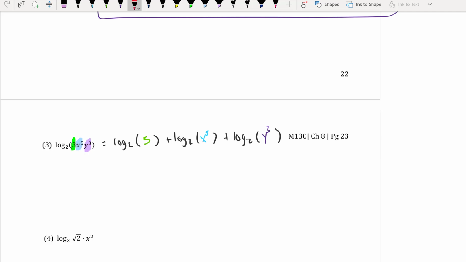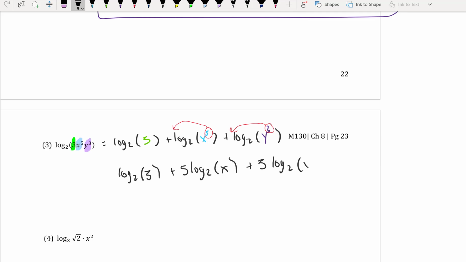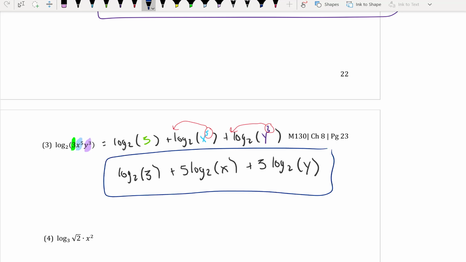And because of our power or exponential rule, we can bring that out in front. So this really becomes log base 2 of 3 plus 5 log base 2 of x plus 3 log base 2 of y. And so that ends up becoming my final answer.